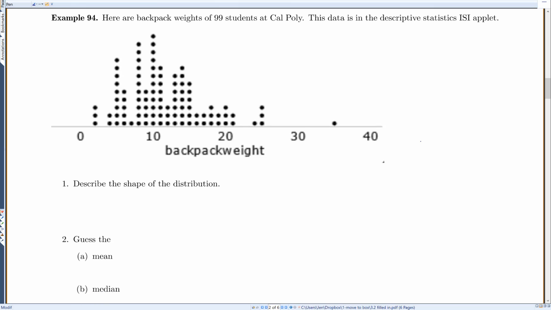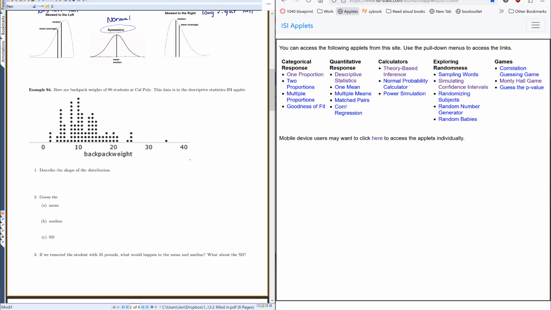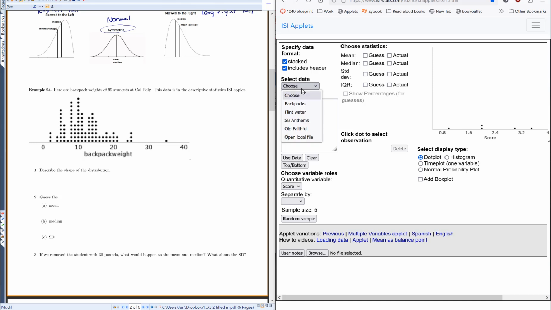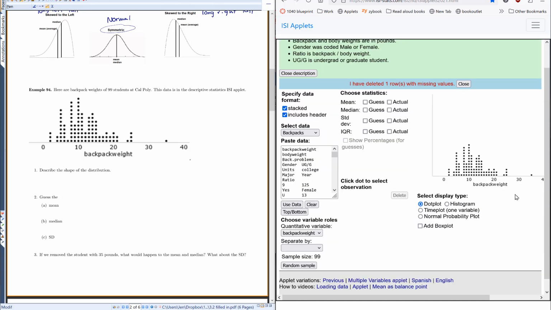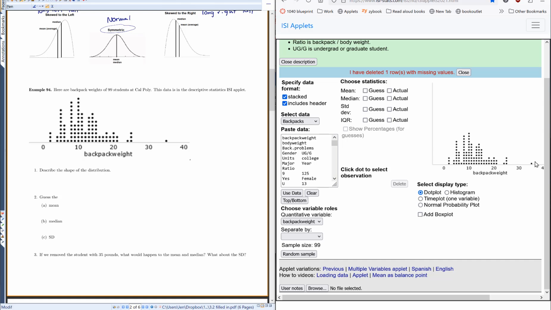So here are some backpack weights of 99 students at Cal Poly. This data is in the descriptive statistics ISI applet. So if we were to pull up our applet, I go to ISI applets, I want quantitative, I want descriptive statistics. And most of the applets have some data sets already built into them. So I want to do the backpack data, and I click use data. Everything that I need is in here. You can see here's my data set.